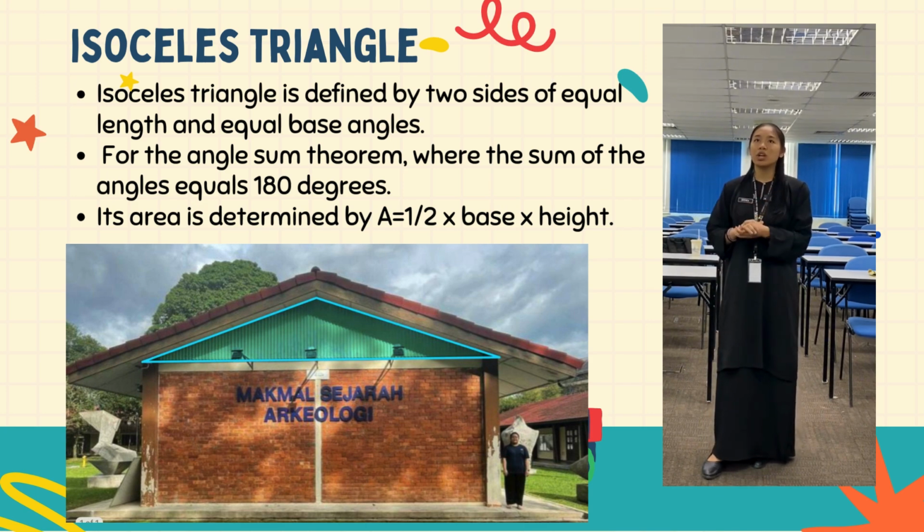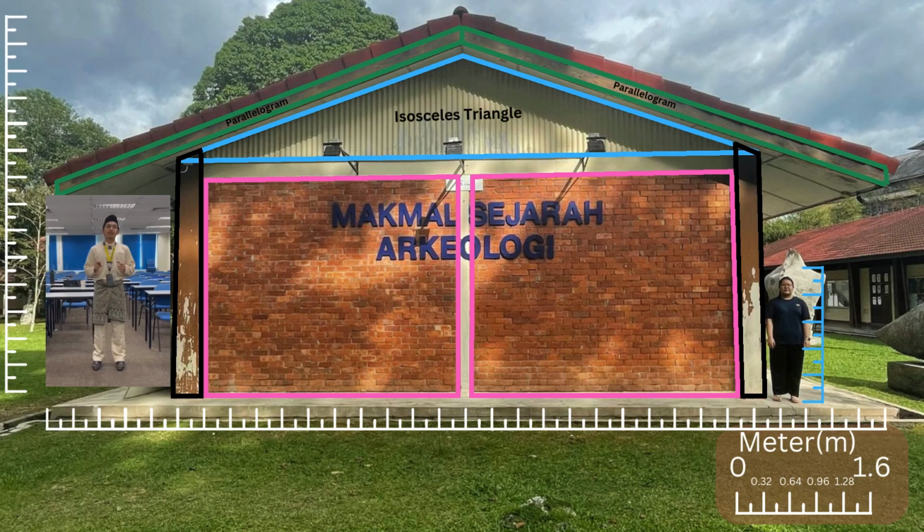At the top of the structure, the triangular section above the rectangular wall is an isosceles triangle. This shape is defined by two sides of equal length and equal base angles. By the angle sum theorem, the sum of the angles equals 180 degrees, and its area is determined by area equals 1/2 times base times height. For the geometrical concept, we present our building in two-dimensional form, where the line is in a planar state, which only contains length, height, side, base, perimeter, area, and angle.